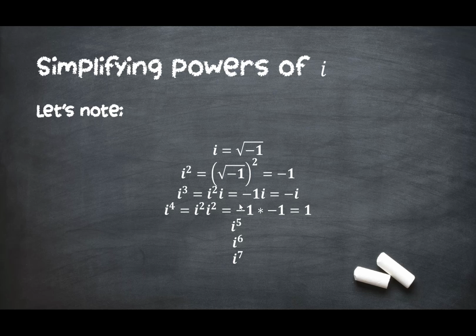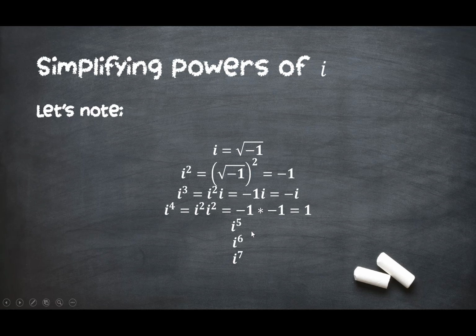So i squared is the square root of negative 1 squared, which is negative 1. i cubed is i squared times i, but we know that i squared is negative 1, so i cubed is negative i. And then i to the fourth is i squared times i squared, which is negative 1 times negative 1, which is 1.